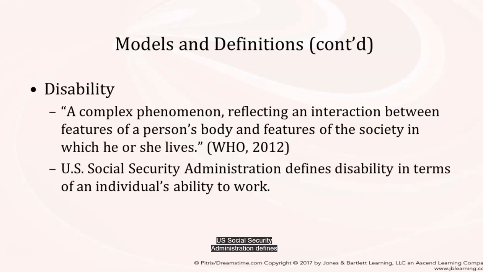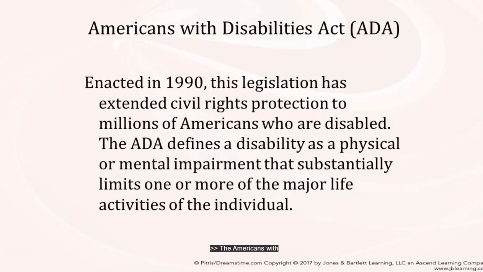The U.S. Social Security Administration defines disability in terms of an individual's ability to work for an extended period. The Americans with Disabilities Act was established in 1990 and extends civil rights protection to disabled Americans, defined as a physical or mental impairment that substantially limits one or more major life activities.